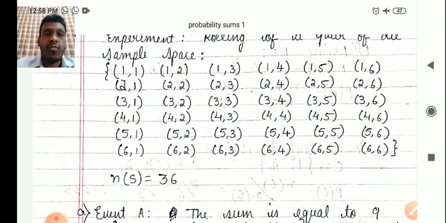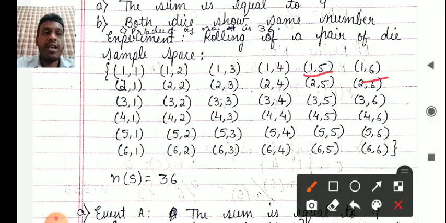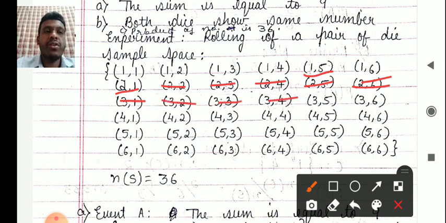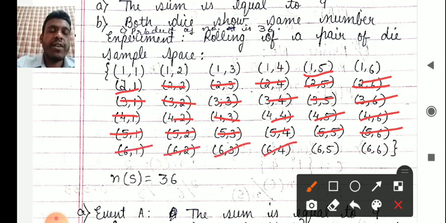1 ones are 1, 1 twos are 2, 1 threes are 3, 1 fours are 4, 1 fives are 5, 1 six are 6. So 2 ones are 2, 2 twos are 4, 2 threes are 6, 2 fours are 8, 2 fives are 10, 2 sixes are 12, 3 ones are 3, 3 twos are 6, 3 threes are 9, 3 fours are 12, 3 fives are 15, 3 sixes are 18, 4 ones are 4, 4 twos are 8, 4 threes are 12, 4 fours are 16, 4 fives are 20, 4 sixes are 24, 5 ones are 5, 5 twos are 10, 5 threes are 15, 5 fours are 20, 5 fives are 25, 5 sixes are 30, 6 ones are 6, 6 twos are 12, 6 threes are 18, 6 fours are 24, 6 fives are 30 and 6 sixes are 36.